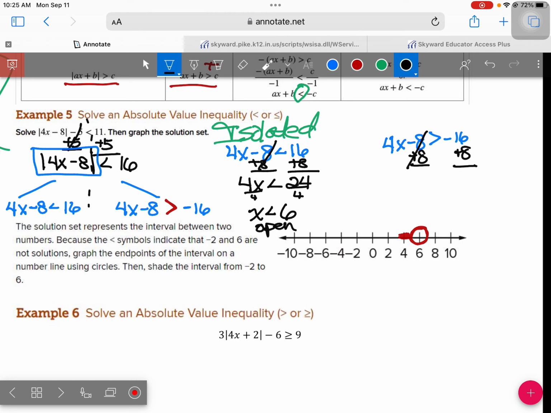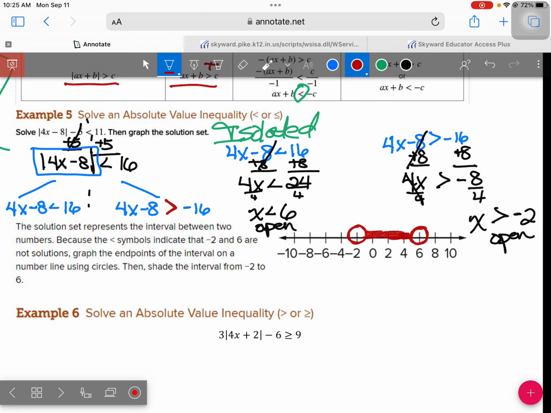No, because they're open circles. They are not included. We call this an AND statement. So I'm going to put the negative over here first and say x is greater than negative 2 and x has to be less than 6. So that is your written solution.